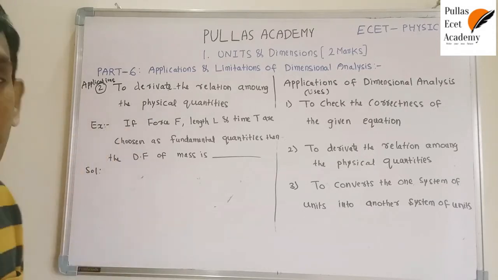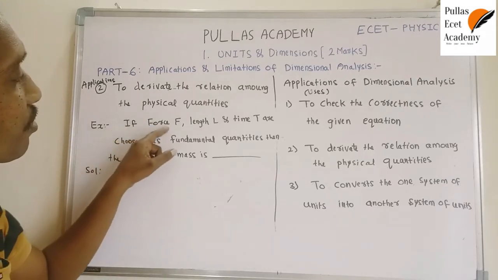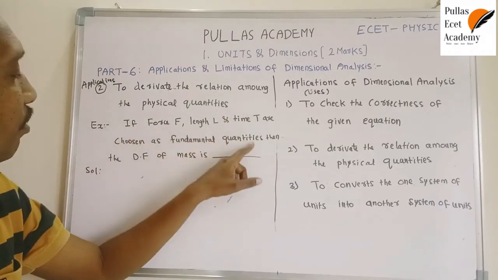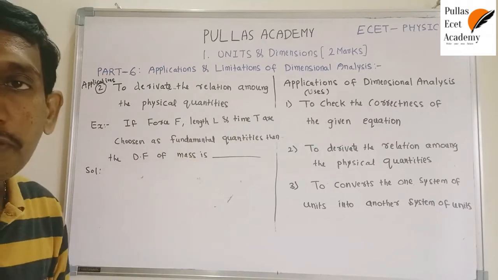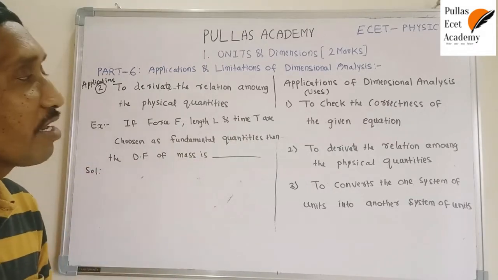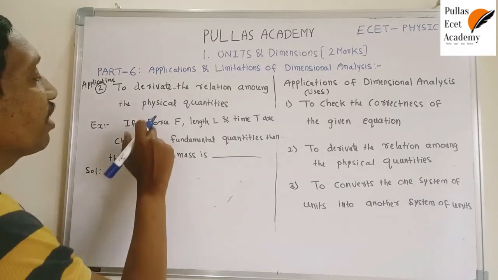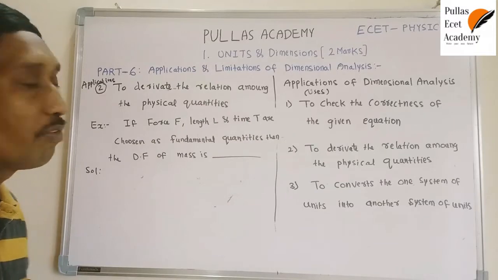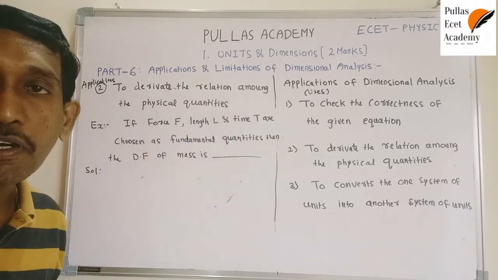For example, this is one example. Listen to me. If force F, length L, and time T are chosen as fundamental quantities, then what is the dimensional formula of mass? Generally, mass, length, and time are considered as fundamental quantities, but here in the question F, L, T are considered as fundamental quantities, then what is the dimensional formula of mass, it is asking.